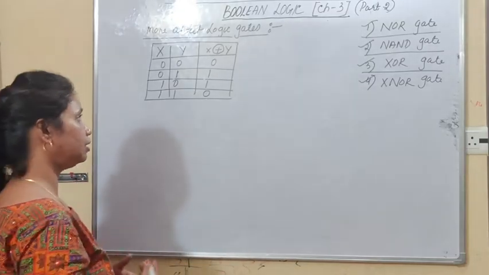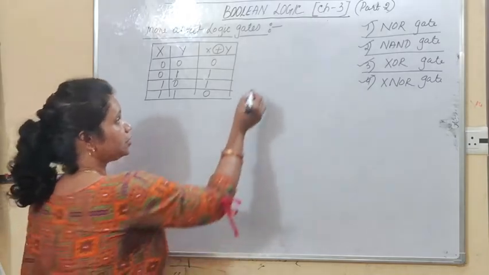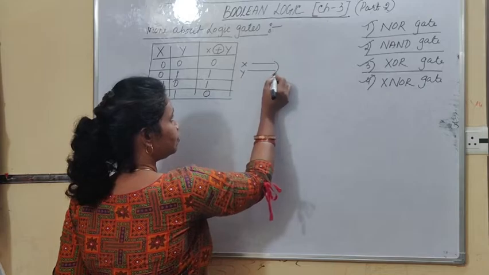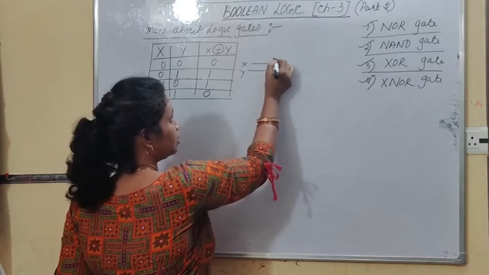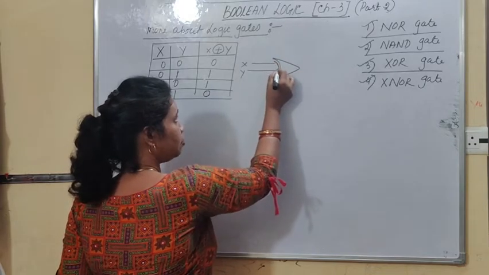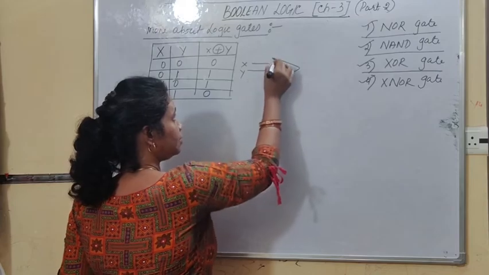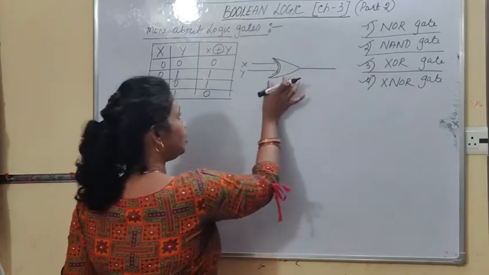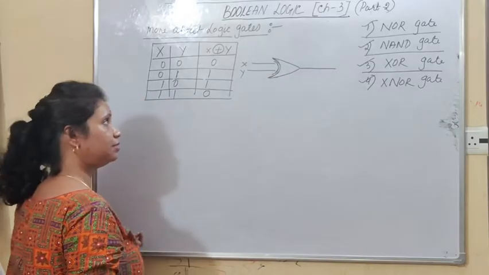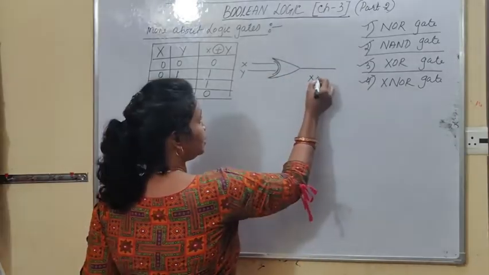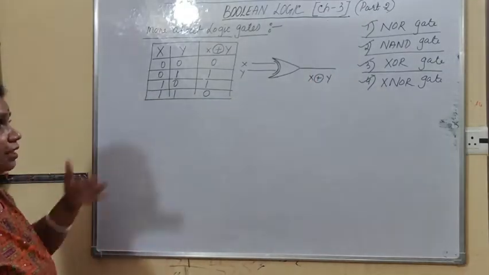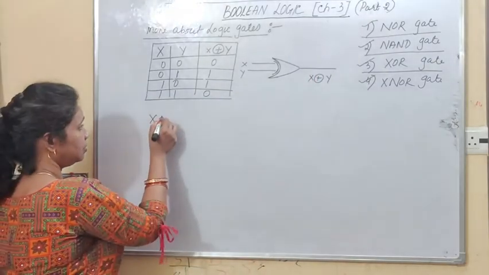Now, how will you draw the logic diagram? So, here for two variables, for example, x and y, what is the symbol of exclusive OR? Just put a small curved line, and after that draw the OR gate symbol. Then, this is the symbol of exclusive OR gate. Right, students? So, now you can write this is X exclusive OR Y. Right, students? Now, exclusive NOR gate.